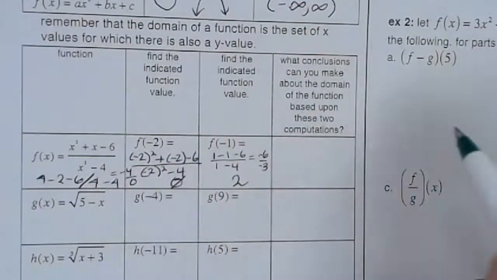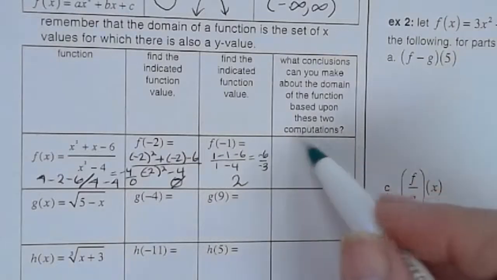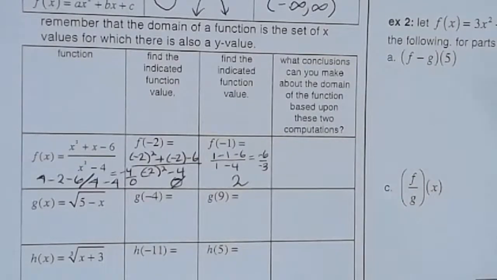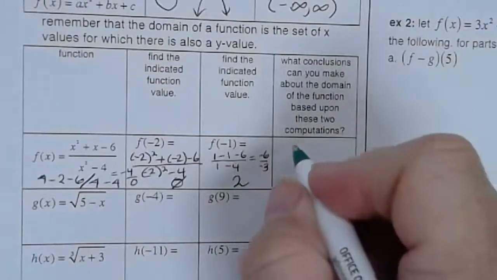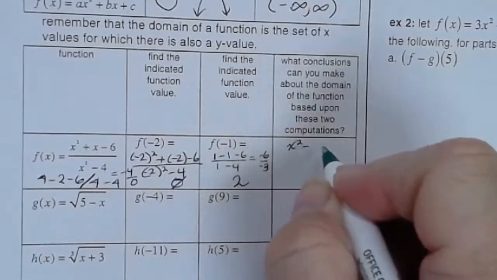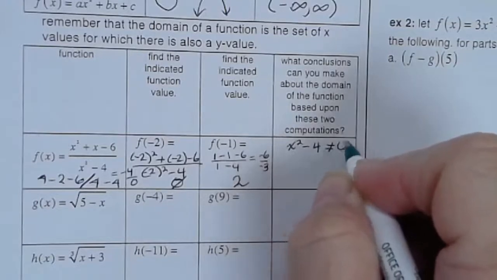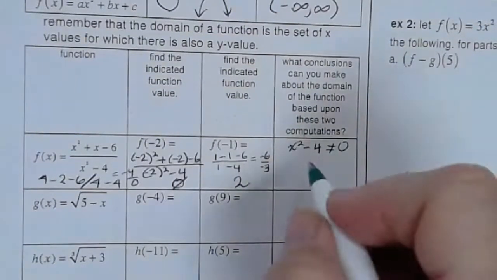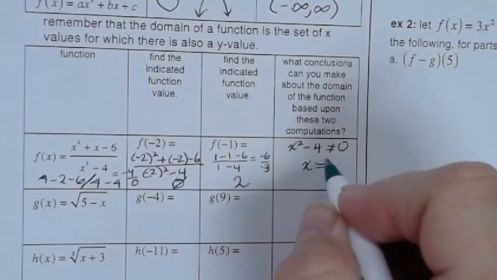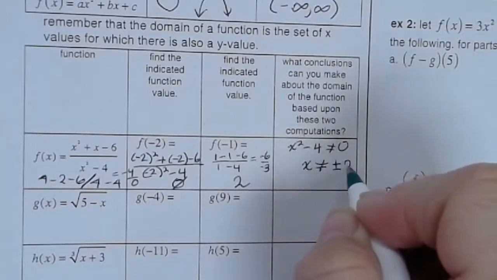Now, what conclusion can you make about the domain of the function based upon these two computations? What do we know about it? Since we can't have a 0 in the denominator, it means that x squared minus 4 cannot equal 0. If we solve that, we get x cannot equal plus or minus 2.